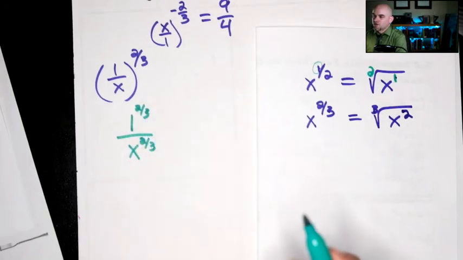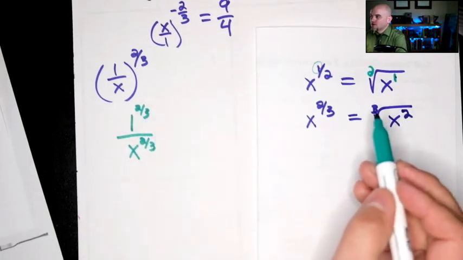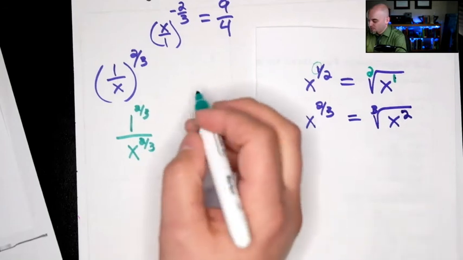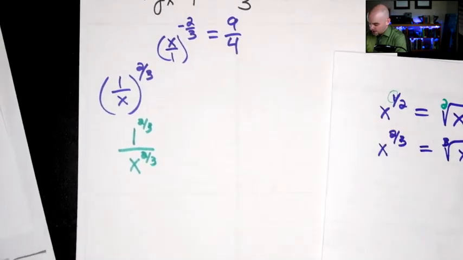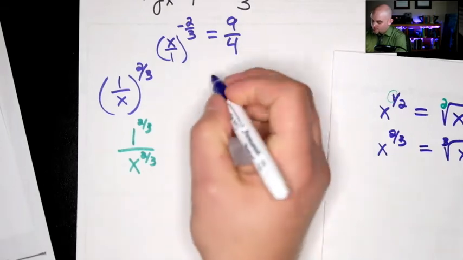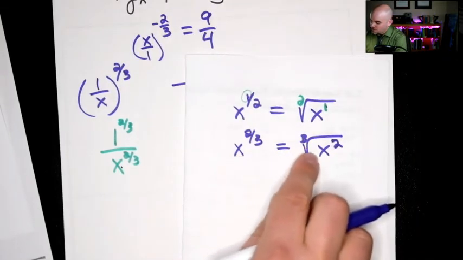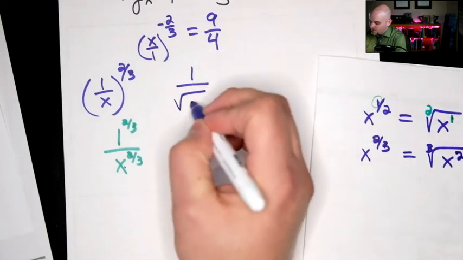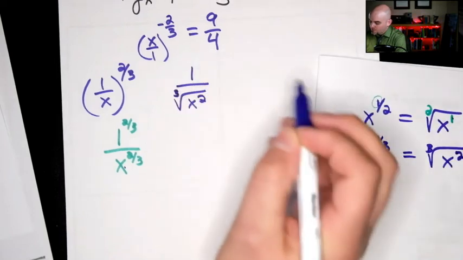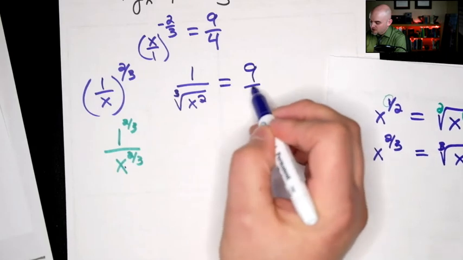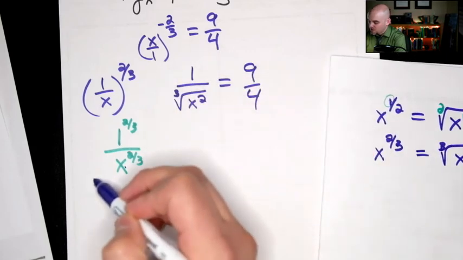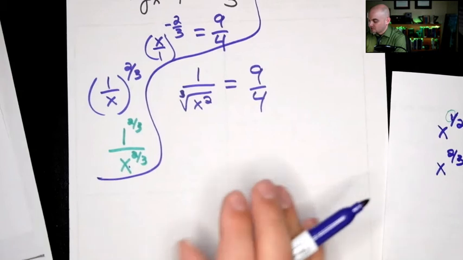And 1 to the 2/3 is 1 squared cubic rooted, which is just 1. I'm just going to write it back into our problem over here as 1. And then this, we already did it right here, is the cubic root of x squared. And all this equals 9/4. There's a couple different ways you can do this. This is just the way I like to look at it.